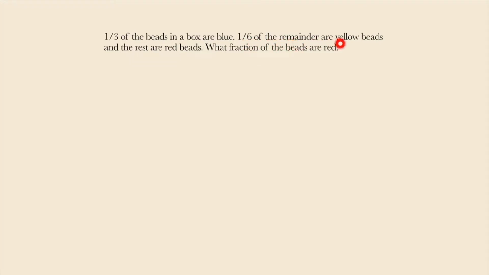1/6 of the remainder are yellow and the rest are red beads. What fraction of the beads are red? So fraction of the remaining and then a fraction in front, that's a clue that we are doing branch method questions. So the first step is to draw one whole, and then the first branch is 1/3 being blue.